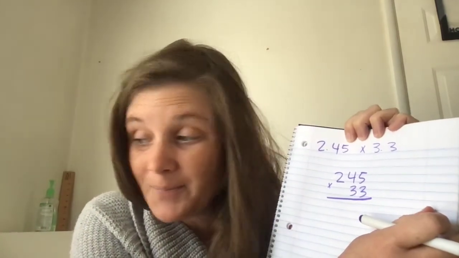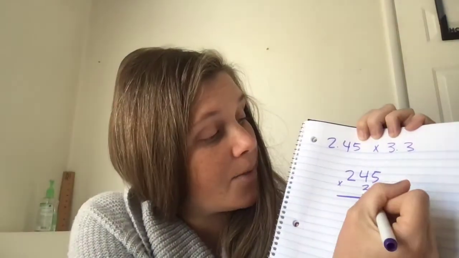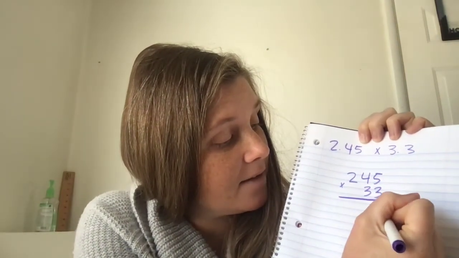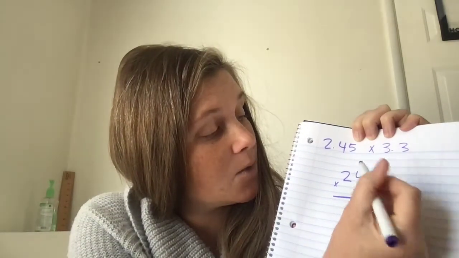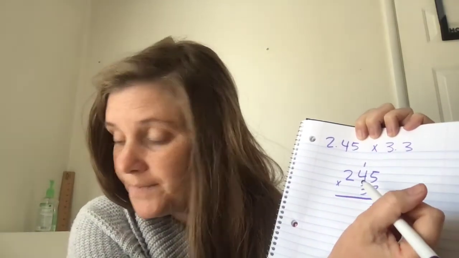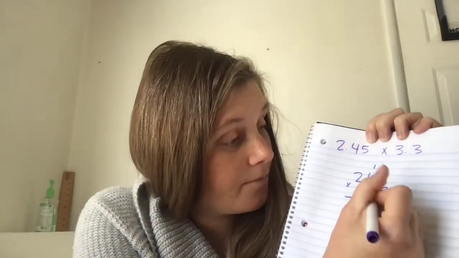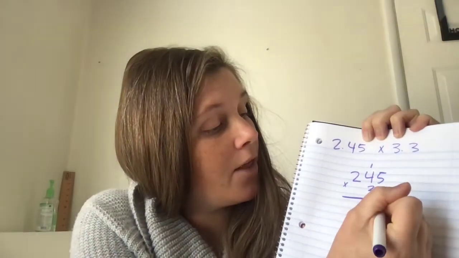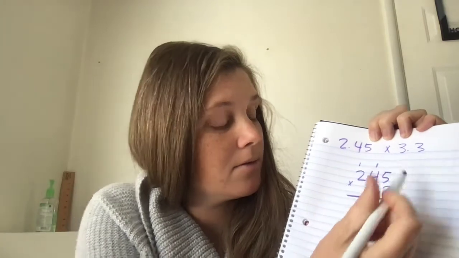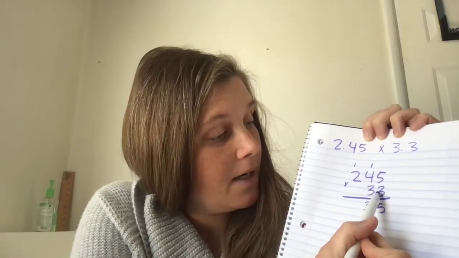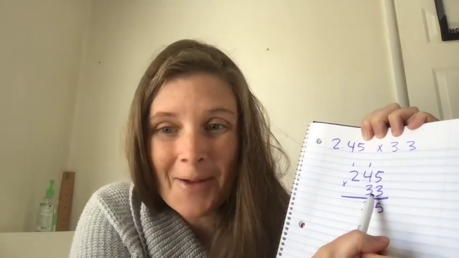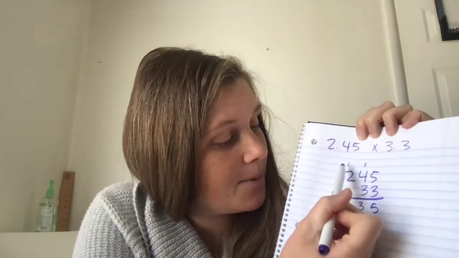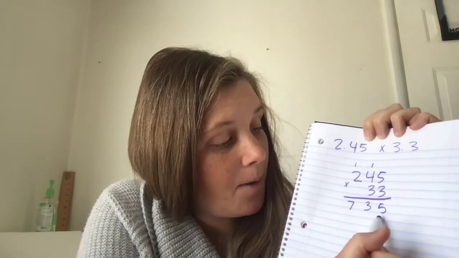Okay, did you get an answer? Here we go. 3 times 5 is 15. Carry the 1. 3 times 4 is 12 plus 1 is 13. Carry the 1. 3 times 2 is 6 plus 1 is 7. Put a 0 there.